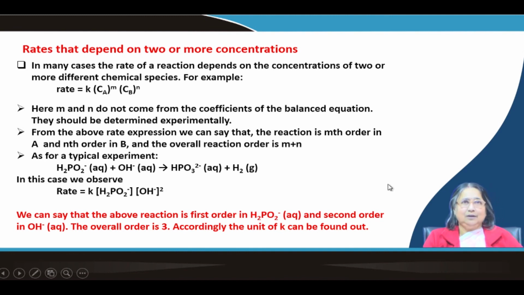So, I think it is clear from these examples. Now it is your choice whether you will use the differential rate law or the integrated rate law to determine the order, and whether you will determine the order with respect to one species or with respect to both, that means the overall reaction. That is up to you.